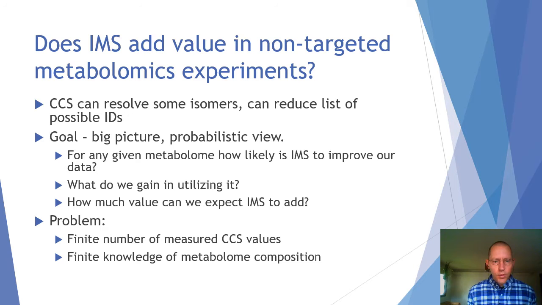But there's a problem in trying to tackle this goal. The first problem is that we have a finite number of measured CCS values. This is a relatively new technology, but there's also the limitation that standards are often not available for many of our metabolome components. So we can't always measure CCS. And second, just as critically, is that we have limited knowledge of any given metabolome composition. That is, if you hand me a sample, I can't tell you all of the metabolites that are in it.